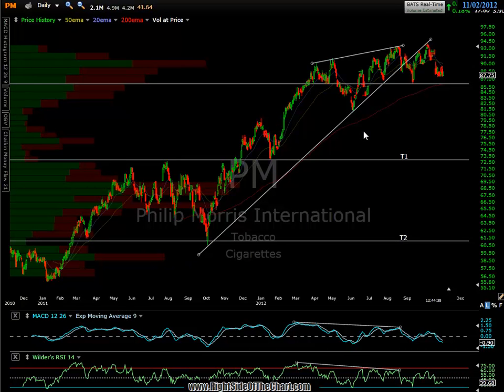This one I don't believe I've added it on yet. I have targets listed. It may or may not be on the site. I'll have to check. But looks like a very nice wedge pattern here. Breakdown at this point here.